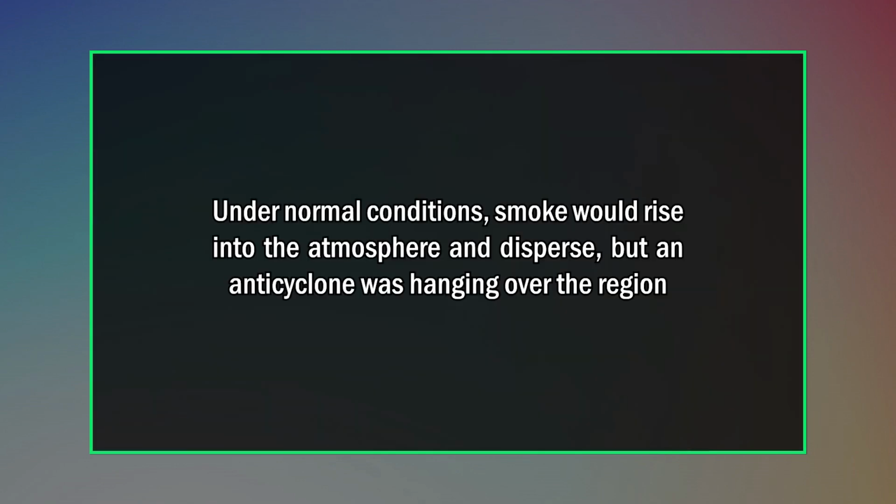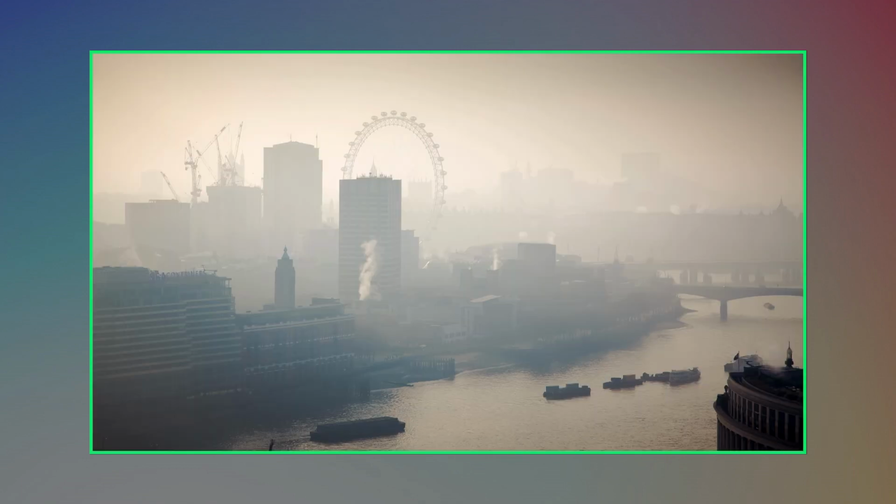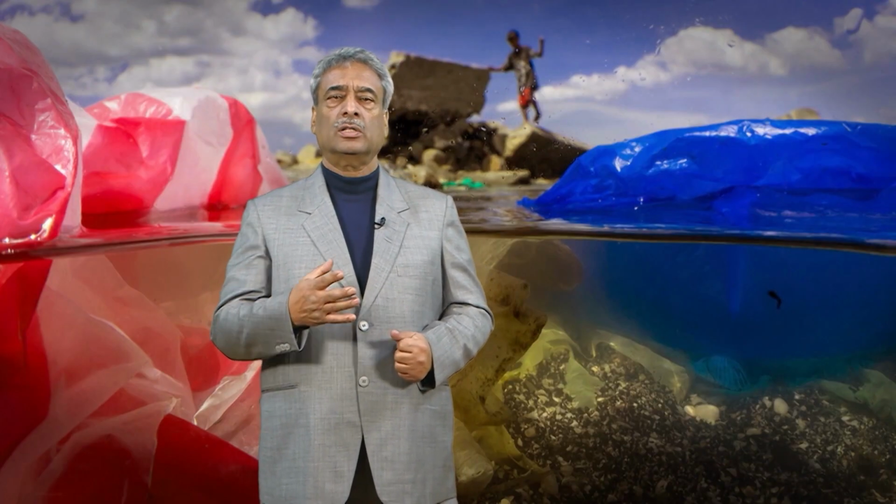Under normal conditions, smoke would rise into the atmosphere and disperse, but an anticyclone was hanging over the region. This pushes air downwards, warming it as it descends. This creates an inversion where air close to the ground is cooler than the air higher above it. So when the warm smoke comes out of the chimney, it is trapped.